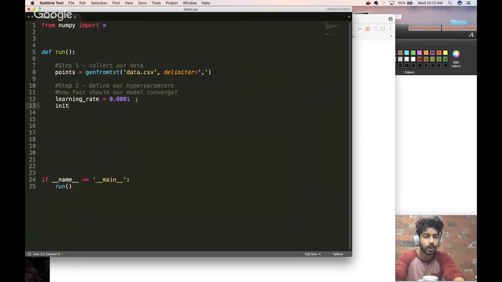Our next hyperparameter is going to be the initial value for b and the initial value for m. And what is b and m? Well, what we're going to do is we're going to calculate the slope, right?